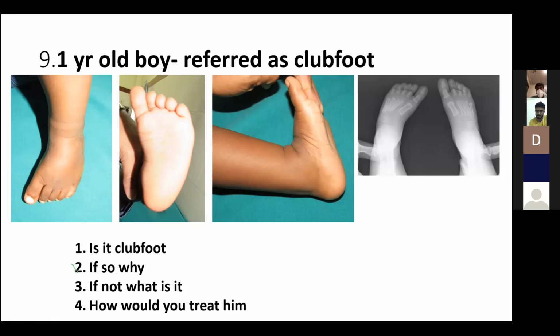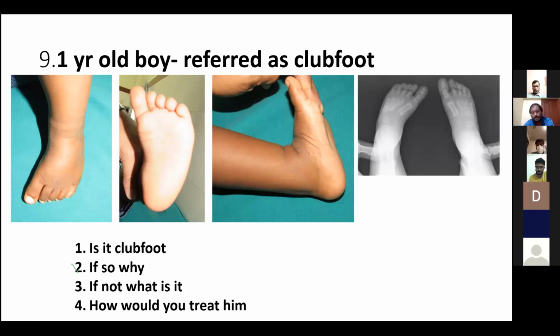Somebody said metatarsus adductus. Gautam, what is the reason? Why is it metatarsus adductus? Because the deformity is only in the forefoot. Fine. Is it the only reason?